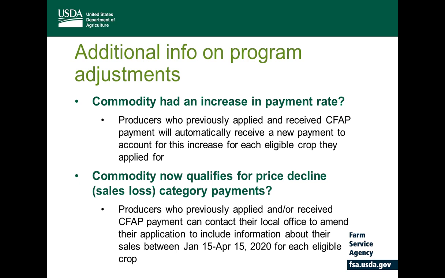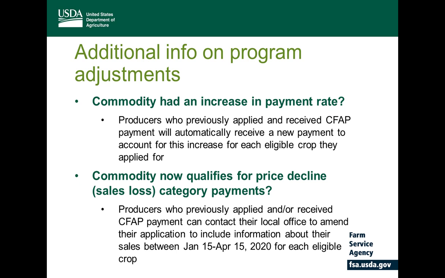And if the producers previously applied and received a CFAP payment for commodities prior to, and now they want to apply for a commodity that is eligible under bucket 1 or category 1 with a price decline, they need to contact their local FSA office and apply for those commodities under category 1.